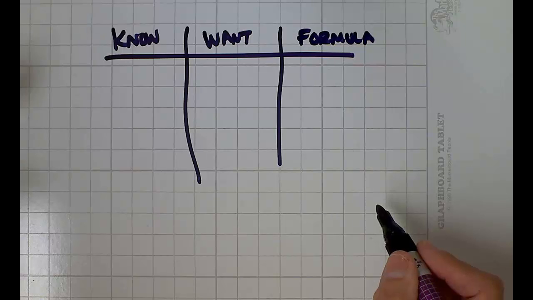Because when I look at a word problem, half the time I can't figure out what's important and what's not important. They give me a lot of information I might not need. So let's look at a couple of word problems.